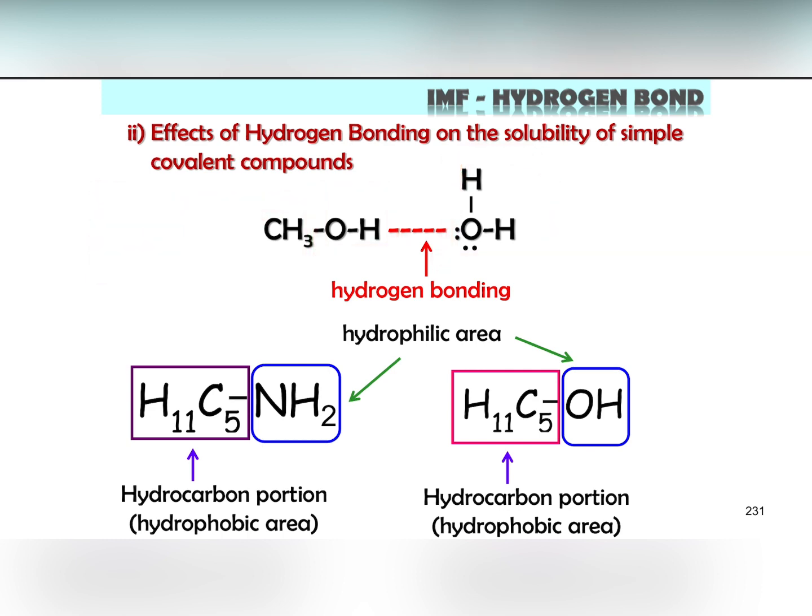So, imagine kalau bahagian hydrocarbon ini besar. Contoh ada CH, let's say you have CH3, CH2, CH2, CH2, CH2.